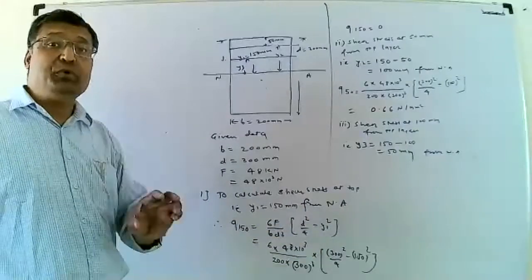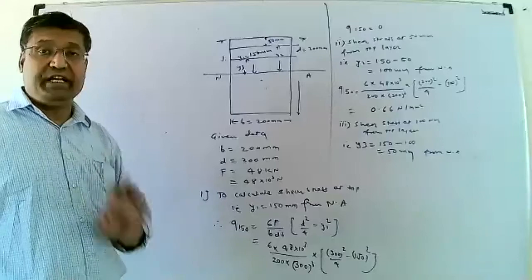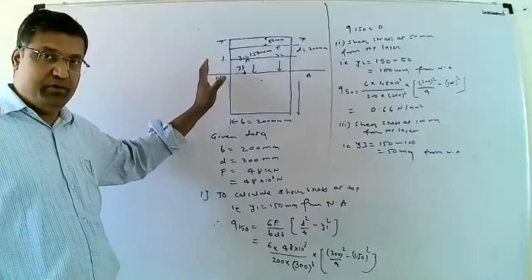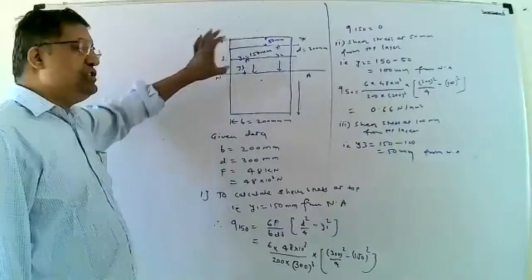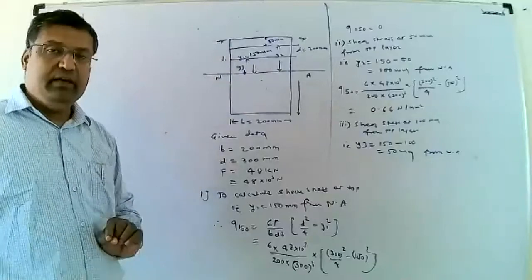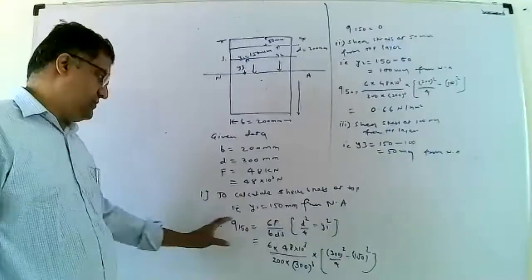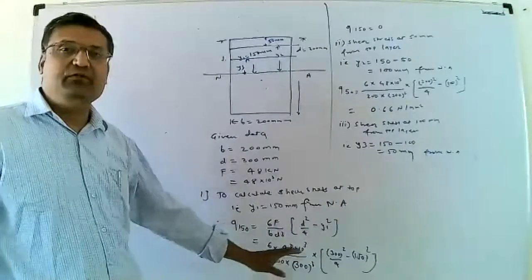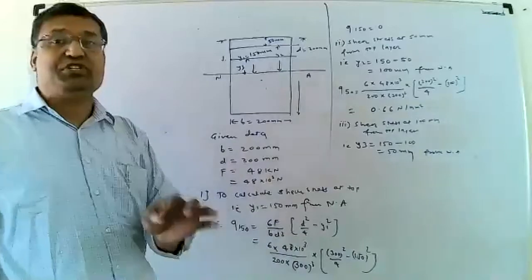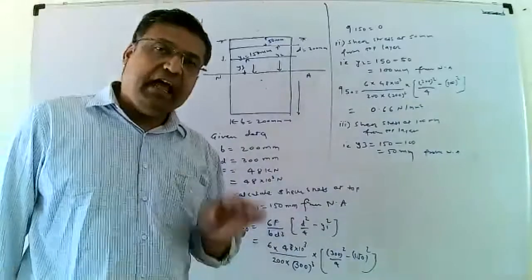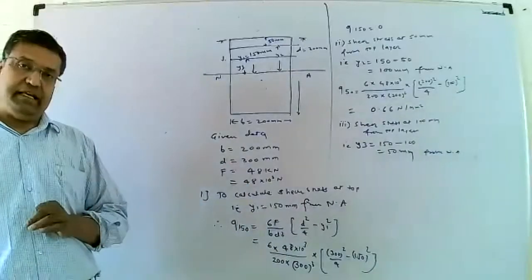y1 is the distance between the neutral axis and the most extreme layer, meaning the top layer here particularly. That distance is 150 mm. Then we just put in the values and easily calculate the shear stress at 150 mm. That will be 0, because maximum shear stress is generated at the neutral axis or neutral layer.